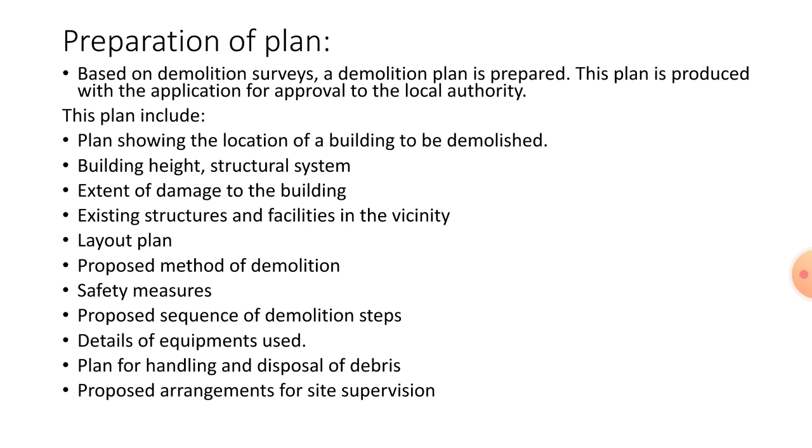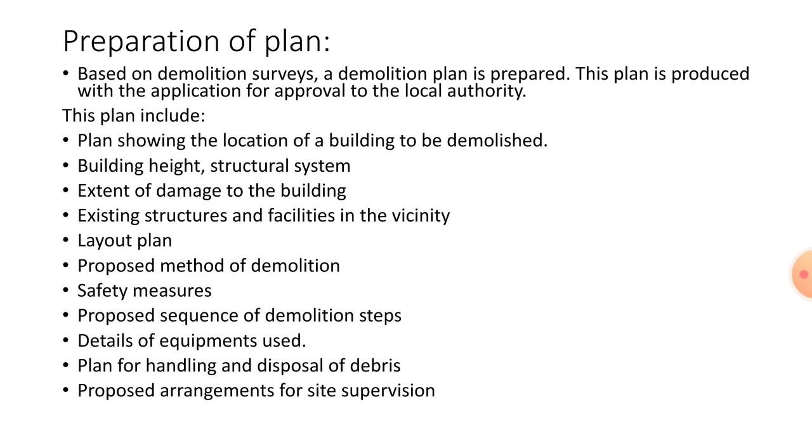Next one is preparation of plan. So the plan preparation is the most important. Based on the demolition survey, a demolition plan is prepared. This plan is produced with the application for approval to the local authority. So after the survey, a demolition plan is prepared, and this plan is produced with the application for approval, because we need approval from the local authority. If they do not approve, you can't go for the further procedures, right? Because they are the ultimate power, right?